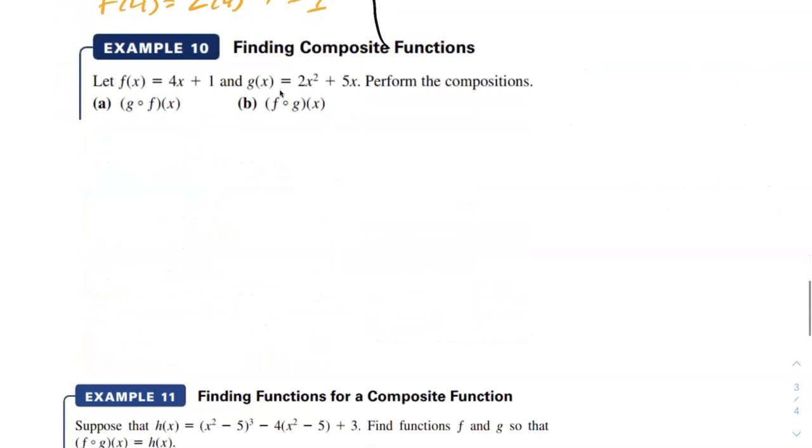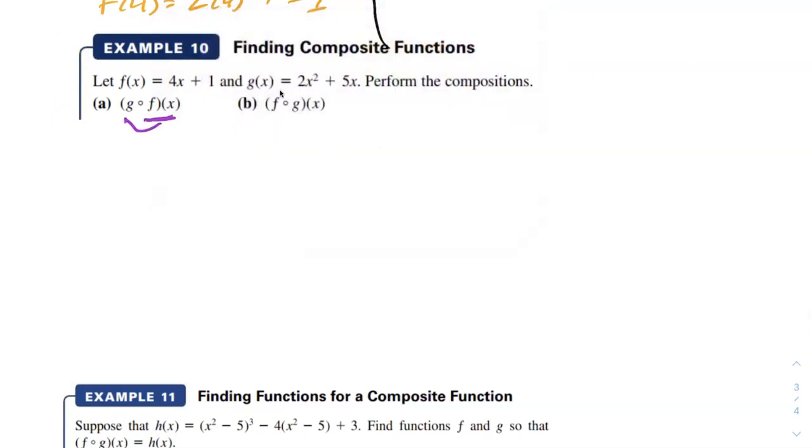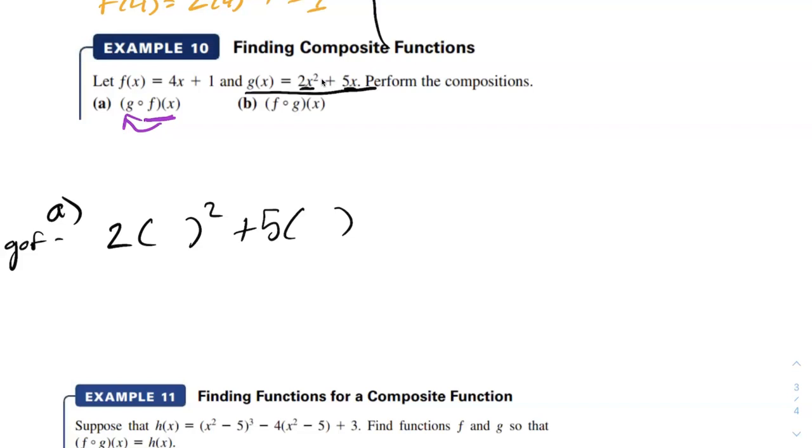Well, what if I don't give you a value? Well, in this case, you just want to plug your inside function into your outside function. So I always tell myself, what's the outside function? So for a, I'm plugging f into g. G is this thing. So all I'm going to do is wherever I see an x, I'm going to leave that as a space. So it's going to be 2 of something squared plus 5 times something. This is what g of f of x equals.